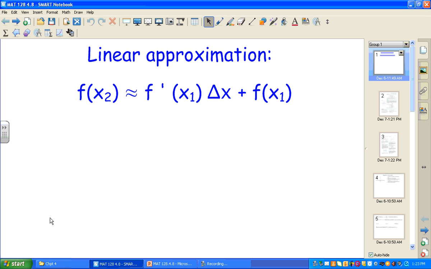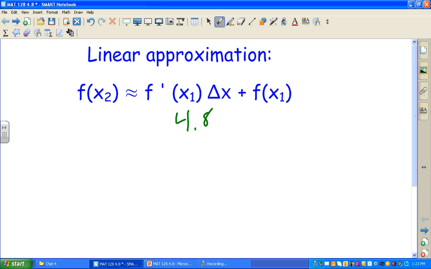Our section 4.8 has to do with Newton's method. I was talking with some people before this, and I don't have anything up as far as the ta-da way of doing this. I've never found a really solid way of approaching this topic, because once you understand the mathematics behind it, it's really a fun topic.